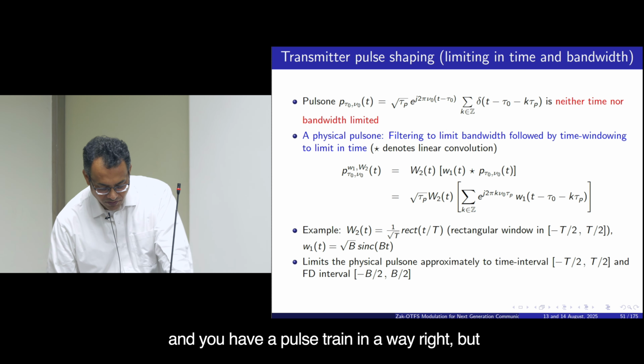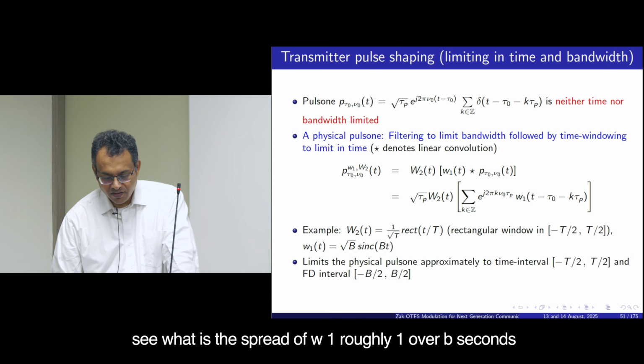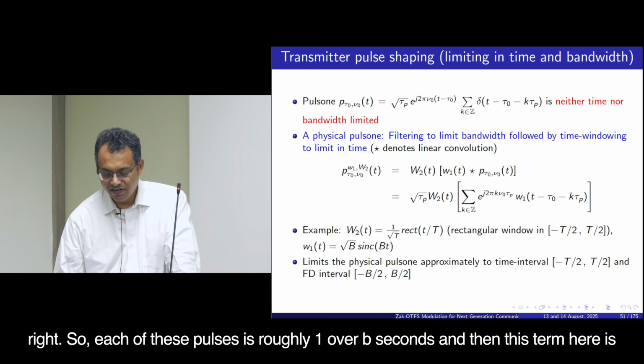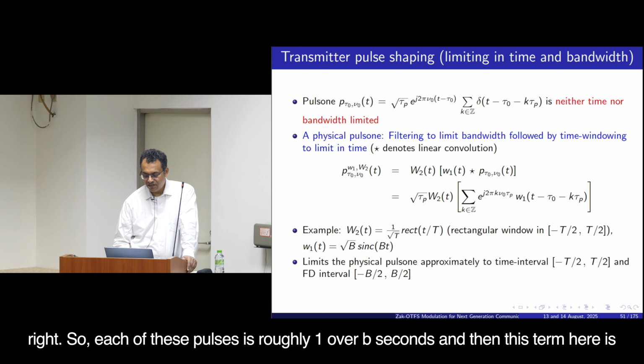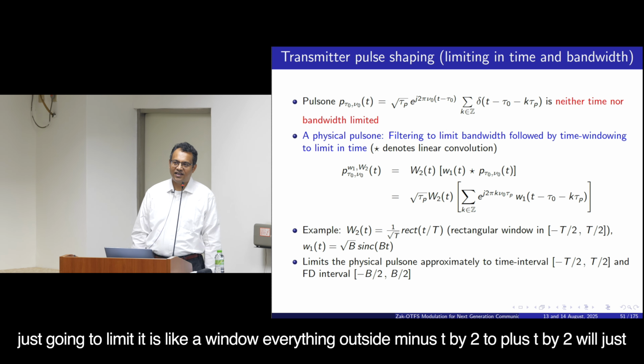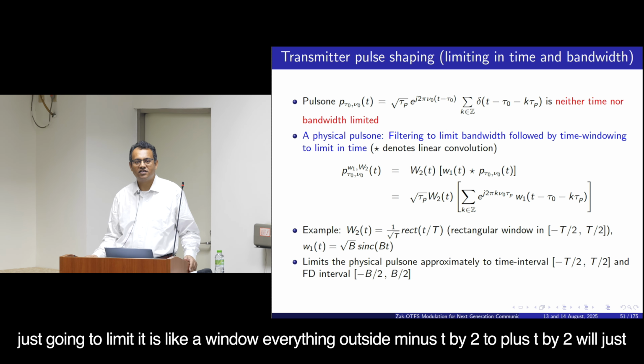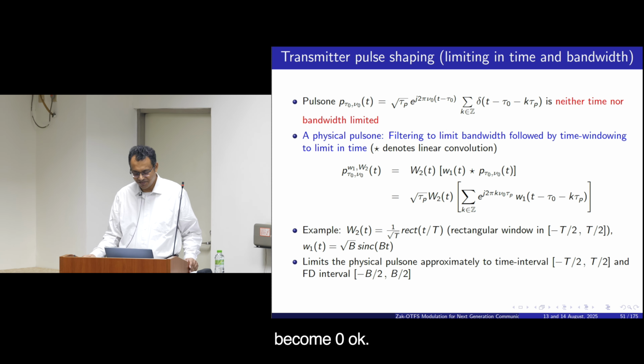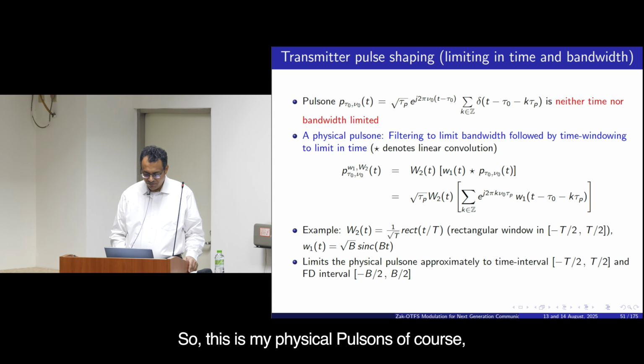But if you see each of these pulses W1, what is the spread of W1? Roughly 1 over b seconds, right. So each of these pulses is roughly 1 over b seconds, okay. And then this term here is just going to limit, it is like a window, everything outside minus t by 2 to plus t by 2 will just become 0, okay. So this is my physical pulson.